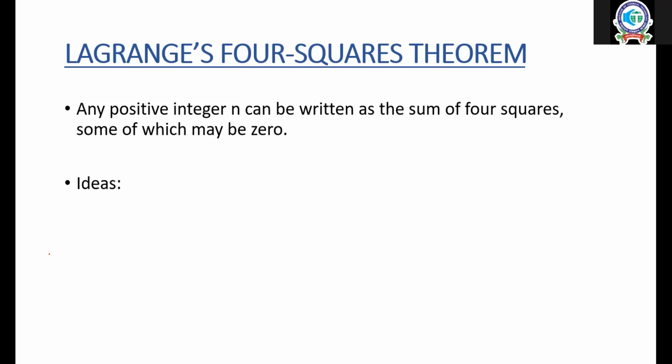Some of the numbers that we saw could not be expressed as a sum of 3 squares were 15, 23, 28, 31, all of these. But can we express those as sum of 4 squares? That was the question. And so Lagrange proved that any positive integer n can be written as sum of 4 squares, some of which may be 0. That is, if you have 1, you can write it as 1 square plus 0 square plus 0 square plus 0 square. So 0 is allowed.